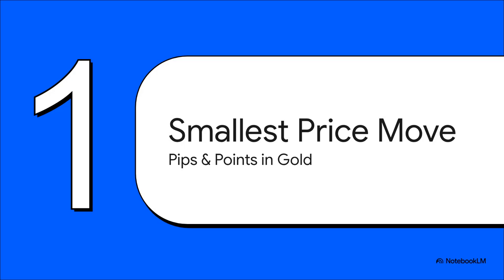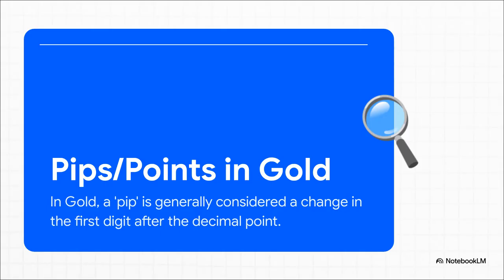Okay, first up, let's talk about the smallest unit of price movement. You know, in Forex, we're all trained to look way out to that fourth decimal place, right? But with gold, it plays by a whole different set of rules. Understanding this one simple difference is really the foundation for everything else we're going to talk about. Honestly, it's so much simpler than most currency pairs.